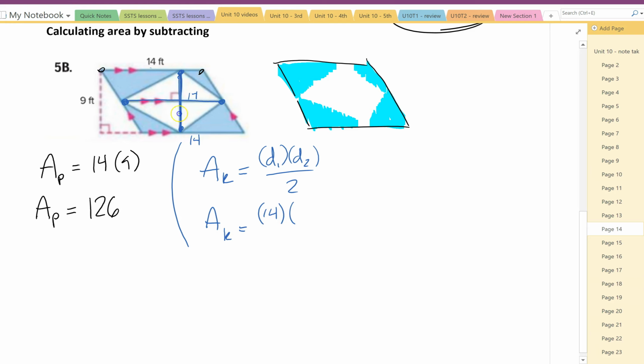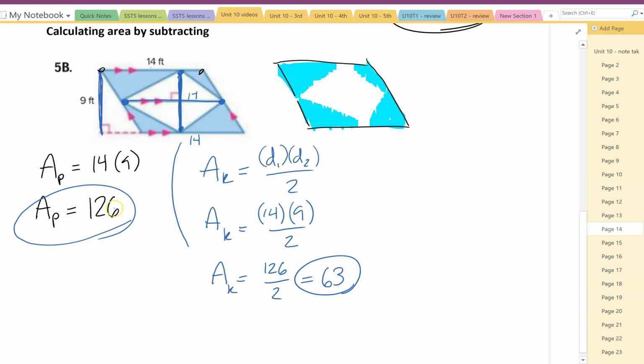And this diagonal here is just going to be 9. It's going to be the same length as that. The only difference between the formula for calculating the area of a kite and that for calculating the area of a parallelogram is that when I'm doing a kite, I have to multiply the 2 numbers together and then divide by 2. So I already know that 14 times 9 is 126. Now I'm going to divide that by 2. So the area of my kite is going to be 63.